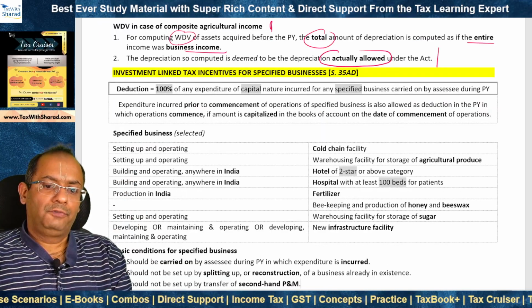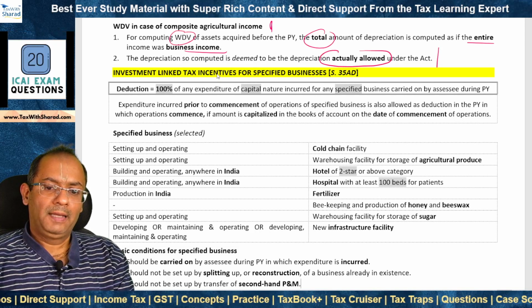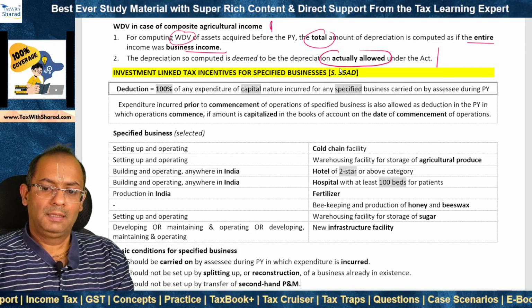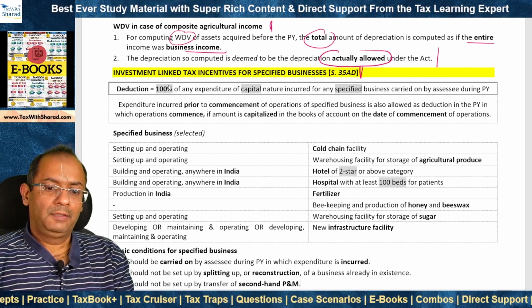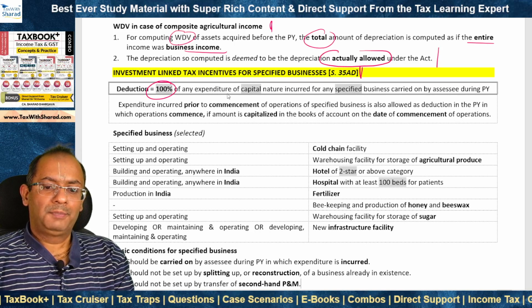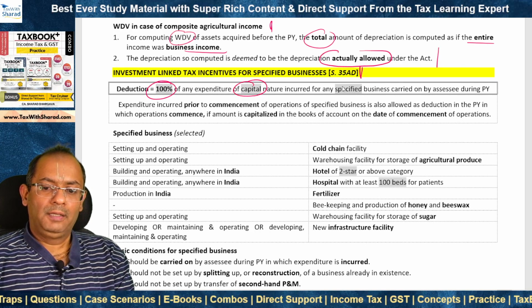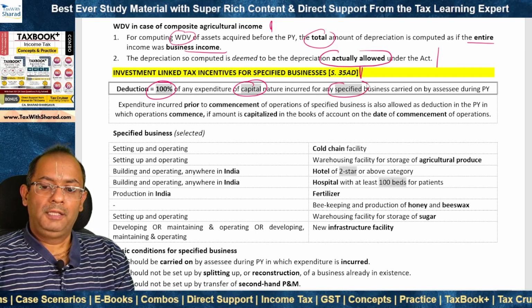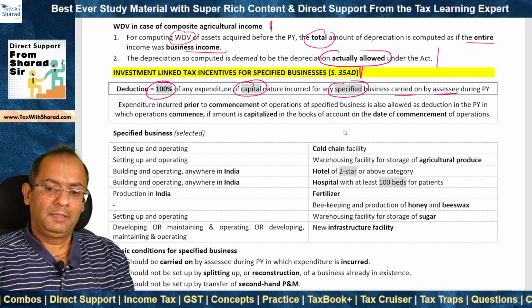The next deduction for assets is an investment linked tax incentive for specified businesses, and this is section 35AD. What is the extent of deduction? 100% of the expenditure is allowed as deduction under 35AD, if it is capital in nature and it is incurred for any specified business which is carried on by the SSE during the previous year.